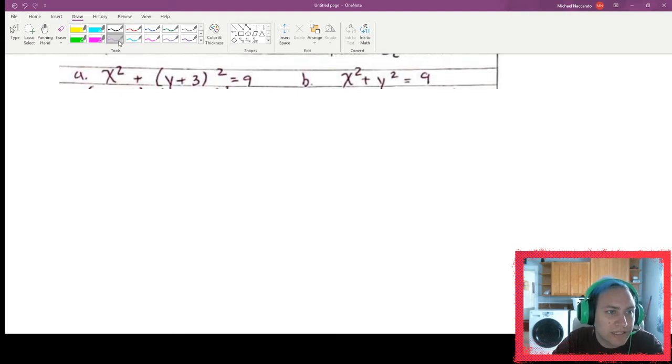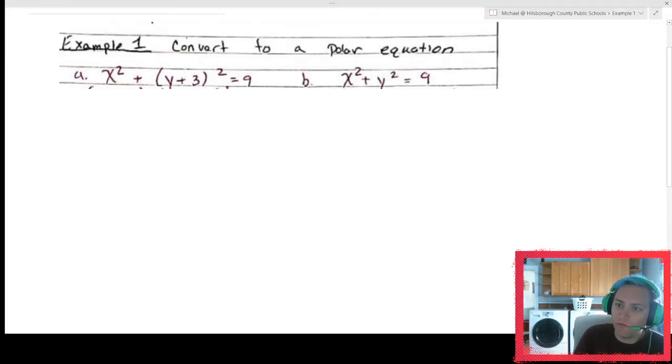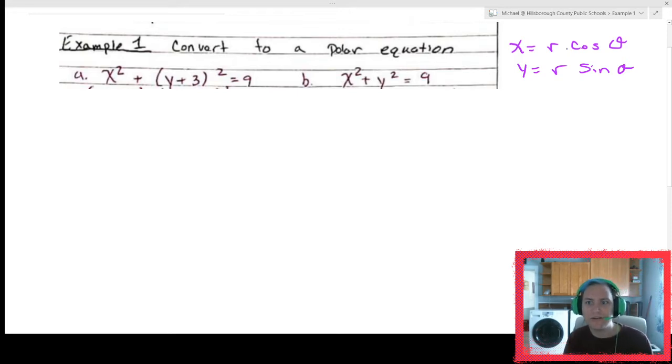So again, remember the key to this is that you remember your two formulas. Where we see an x, we have to plug in r cosine of theta, and anytime we see a y, we have to plug in r sine of theta. You can easily remember that: the x value is cosine and the y value is sine on the unit circle. So x goes with cosine, y goes with sine.